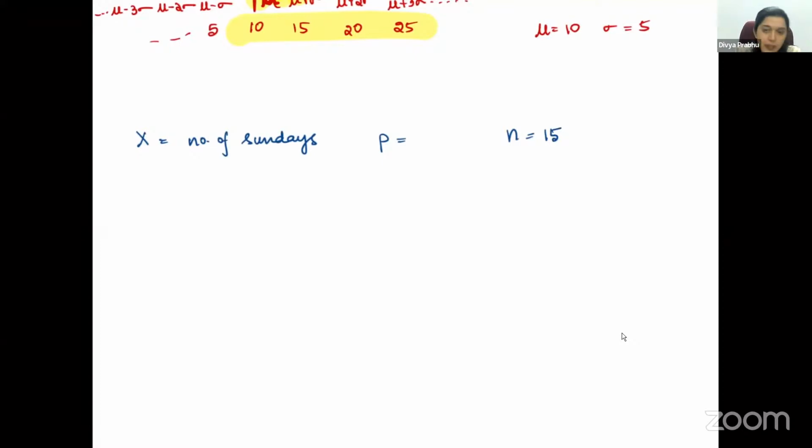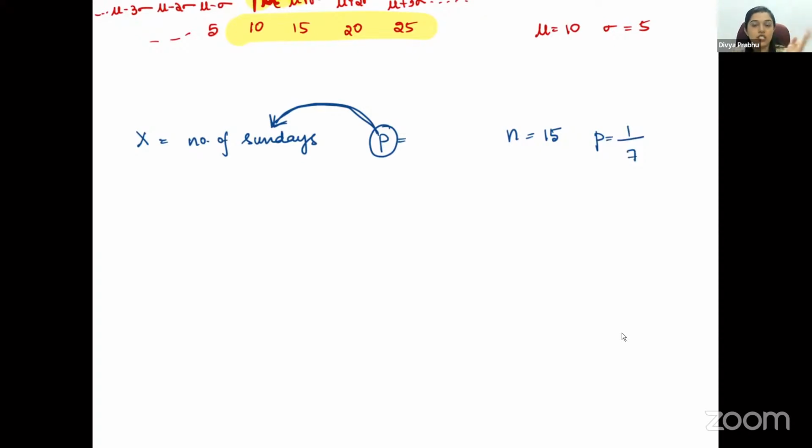Correct? What is P? P means probability of success in one trial. So, probability of success of getting X in one trial, which means in this case, probability of getting Sundays in 1 week. In 1 week, what is the probability of getting Sundays? It is 1 by 7. Correct? This is how you define.